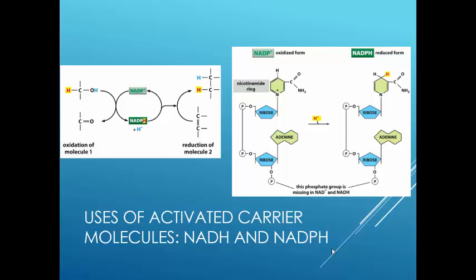NADH and NADPH are electron carriers that are crucial for many redox reactions. They can also be considered hydride ion carriers, depending upon how you view the reactions. We will see these carriers play a large role in photosynthesis and metabolism in Chapter 13.